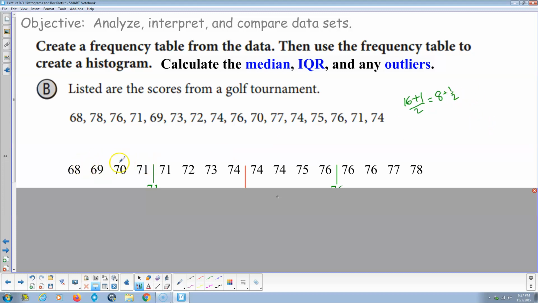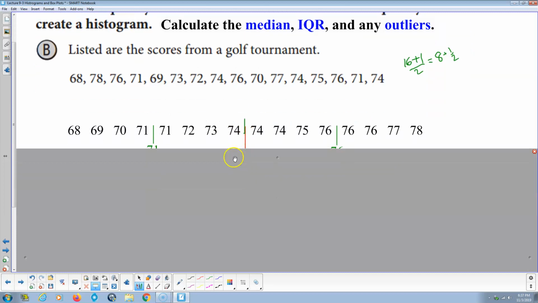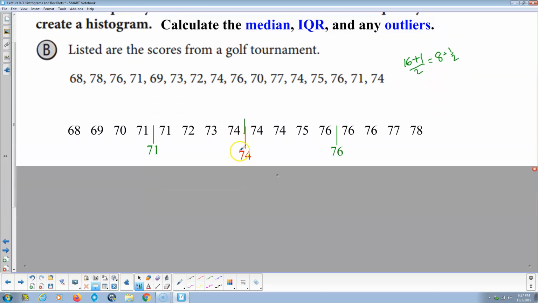So 1, 2, 3, 4, 5, 6, 7, 8, 9. So there's halfway between. That's going to be Q2. So this is Q2, which is the median. And that means there's 8 guys below and 8 guys above. So half of 8 is going to be 4. So 1, 2, 3, 4. So the middle is going to fall right between the 4th and 5th value.